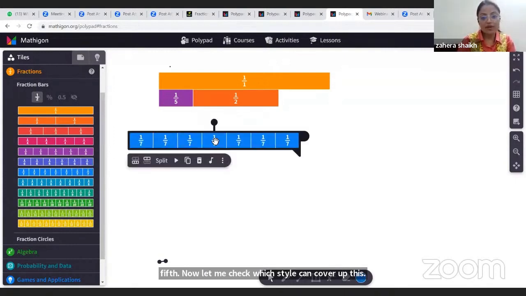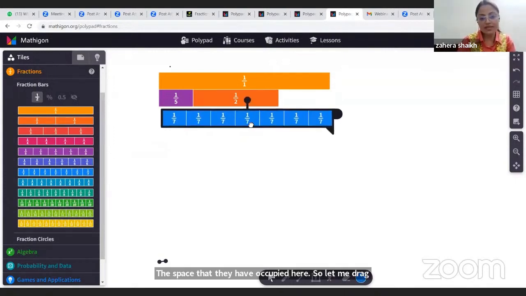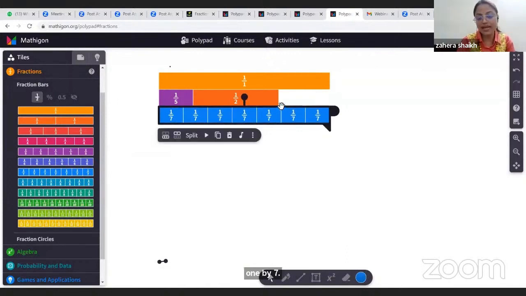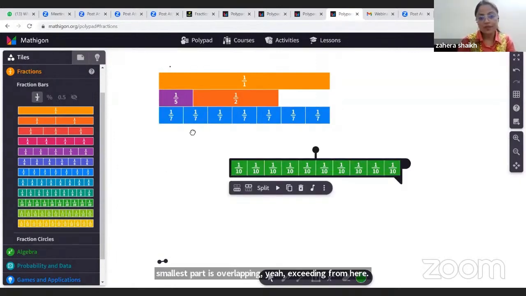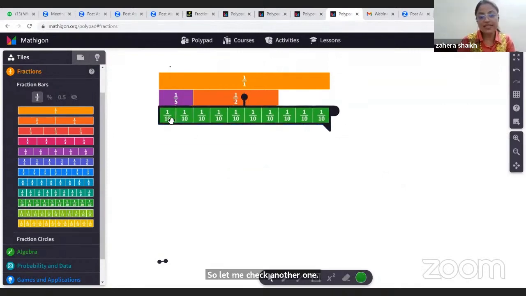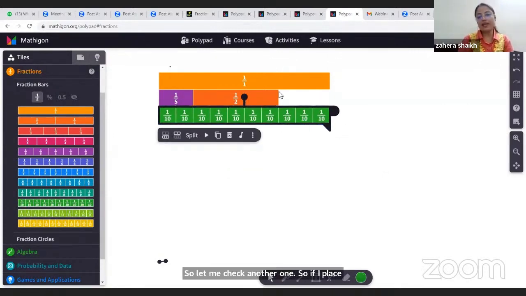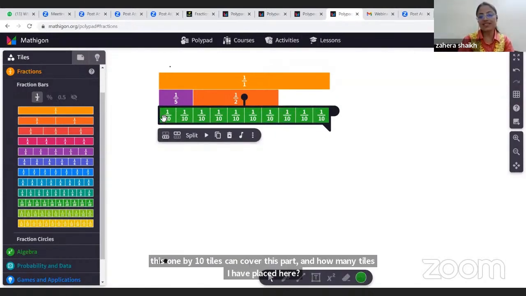So let me drag 1/7. Is it possible to get this place covered by 1/7? No, I can see the smallest part is overlapping, exceeding from here. So let me check another one. If I place this, yes, these 1/10 tiles can cover this part. And how many tiles have I placed here? 1, 2, 3, 4, 5, 6, 7.